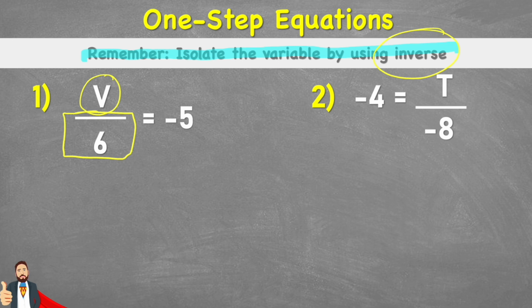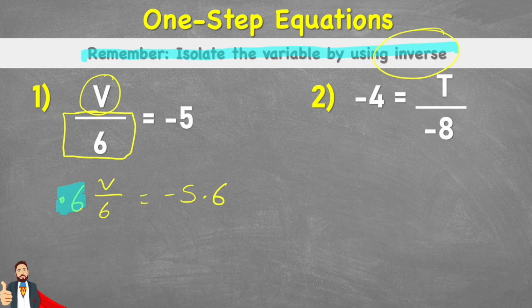So if we're going to use the inverse of division, we're going to use multiplication to cancel out this divide by 6. So what we're going to do is put a times 6, and then we would have our v over 6 equals negative 5. However, because we've just added a times 6 on one side, we are going to need to multiply by 6 on the other side so that we keep our equation balanced. Because if we didn't, then our equation would be imbalanced or non-equivalent. And we need to keep it equivalent to make sure we are keeping the equation fair.